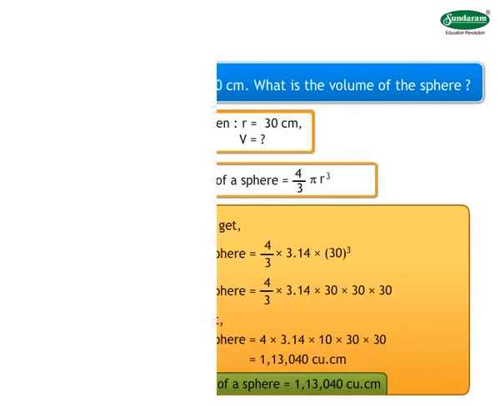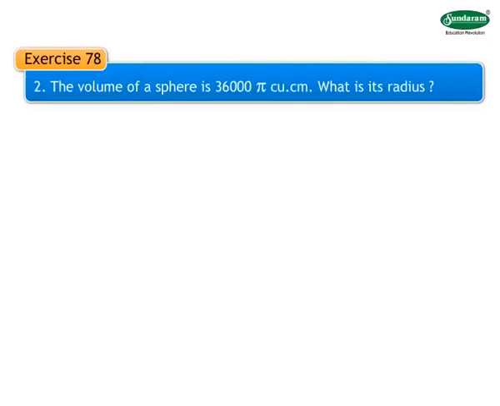Now we shall solve the sum in which we have to find the radius of the sphere when the volume is given. 2. The volume of a sphere is 36,000 pi cubic centimeter. What is its radius? Given, volume of the sphere is equal to 36,000 pi. We have to find the radius.